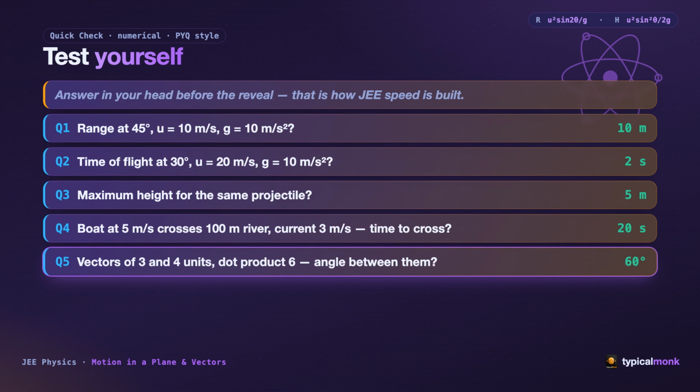And question 5. The thinker. Two vectors of magnitude 3 units and 4 units have a dot product of 6. What is the angle between them? Cosine theta equals 6 divided by 3 times 4, which is 0.5. Theta is 60 degrees. If you caught that one, you have truly understood today's class.